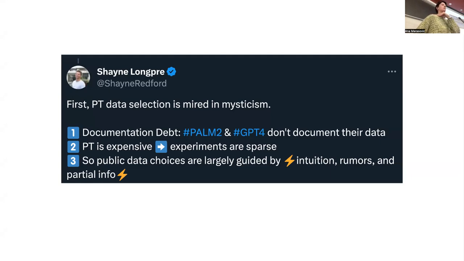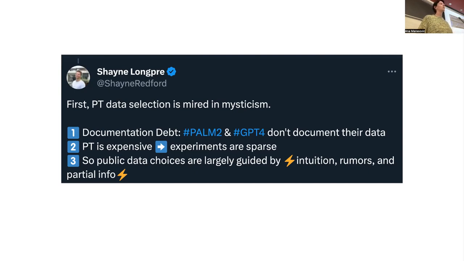What documentation debt says is as your data becomes so large, you have less ability to document what's in that data. And when we are in this field that rushes and we all want to be at the top of whatever leaderboards of large language models, we will certainly not prioritize documented data. So for PaLM 2 or GPT-4, we don't have any information about what's in that data. Pre-training itself is very expensive. It's a process that costs lots of money. I don't know the exact figure, but it's in millions. And it lasts for a long time.